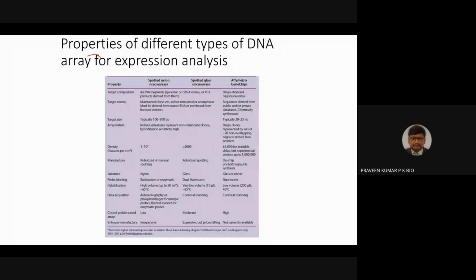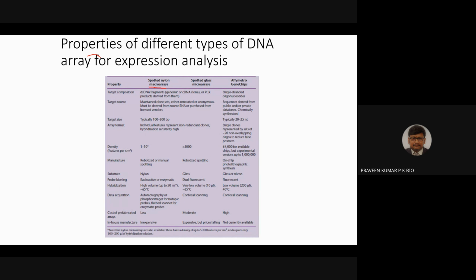Then the types of DNA arrays for expression analysis. If you see the microarrays, I told you we have DNA microarrays as well as protein microarrays, isn't it? So protein microarrays are generally carried out using this material, spotted nylon microarrays. Okay, but here it's a macroarray. They showed you microarrays, but we also have nylon arrays for checking protein-protein interactions.